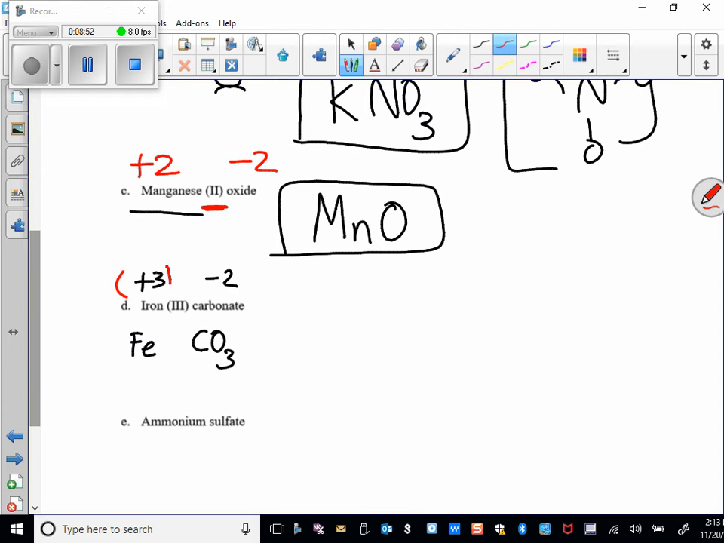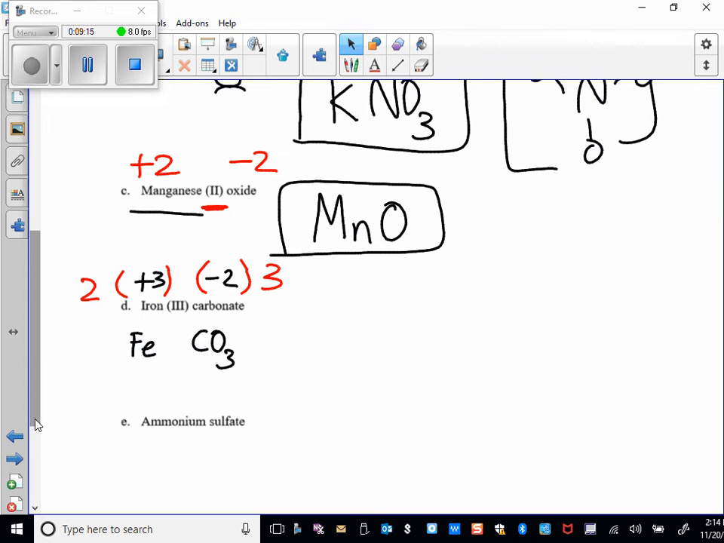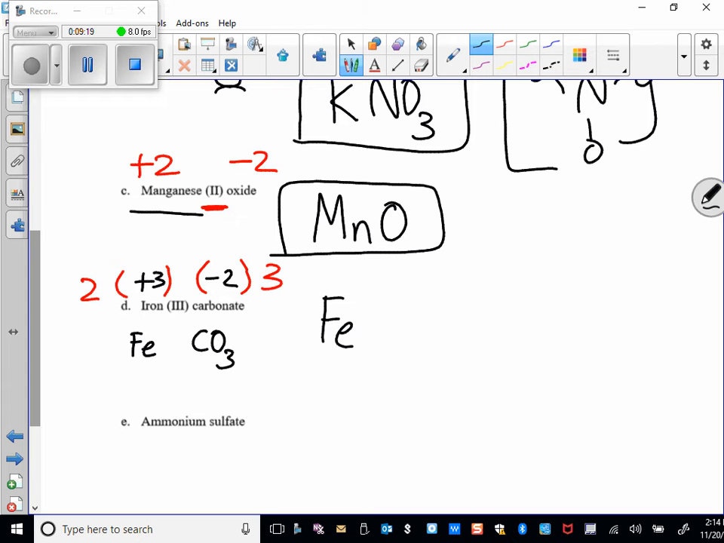What can I multiply this side by so that they cancel each other? Yes, so I multiply this side by 2 and that side by 3. And now it's a -6 and a +6 and they cancel. Is that right? So how am I going to write the formula? It becomes Fe. How many atoms of Fe do I need?